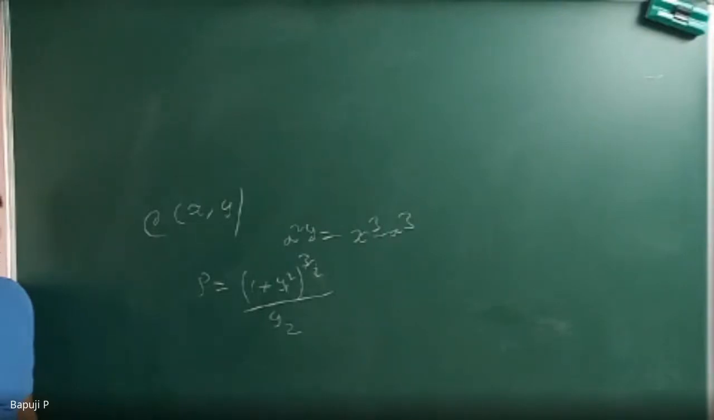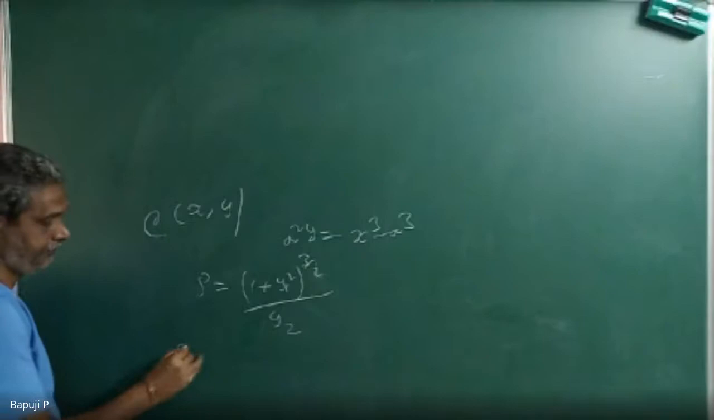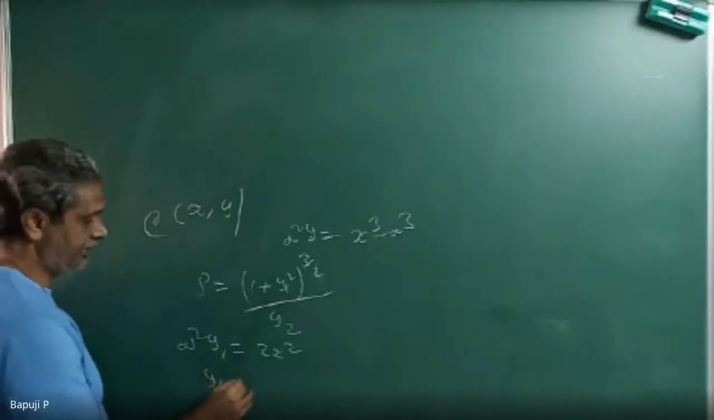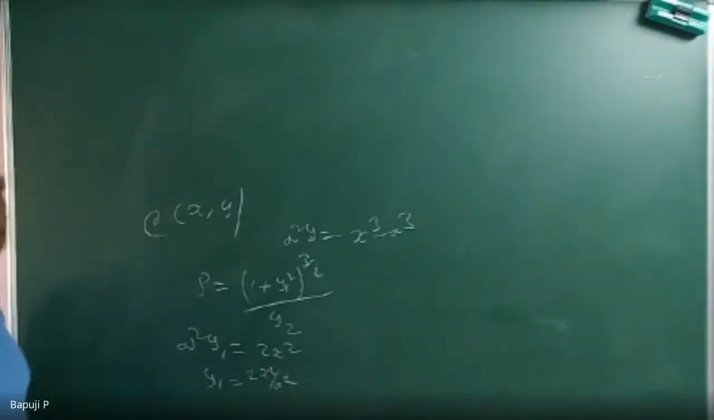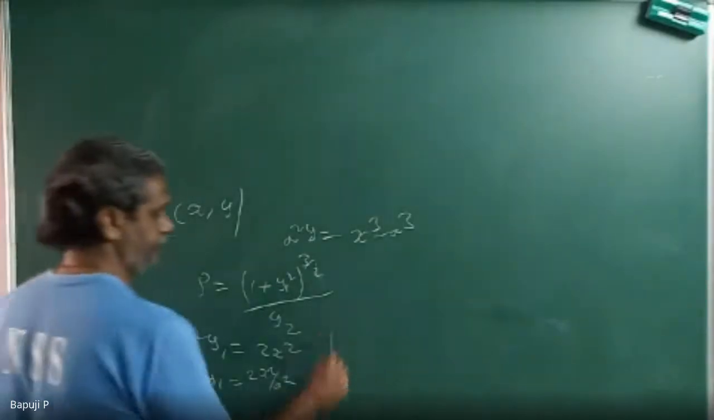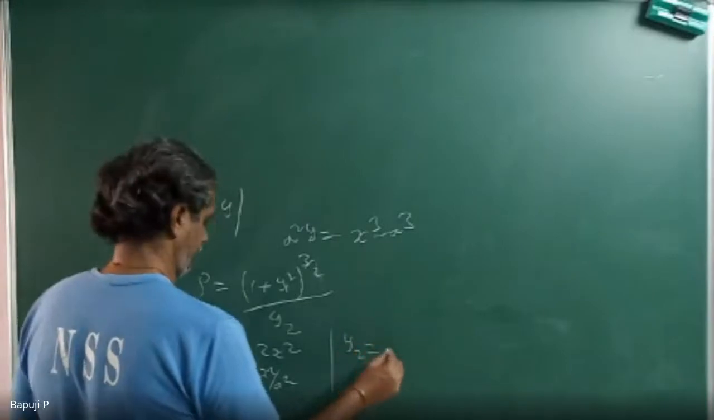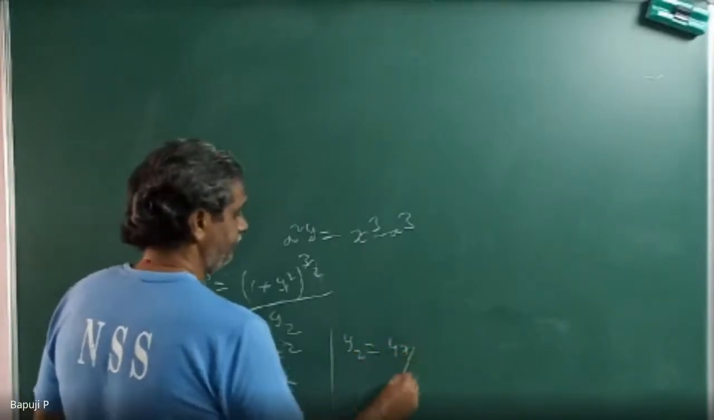What is the y1 value? Three x square by a square. So y1 is equal to 2x square by a square. The point is not mentioned, so you can keep it as is. Then y2 is what? 4x by a square.